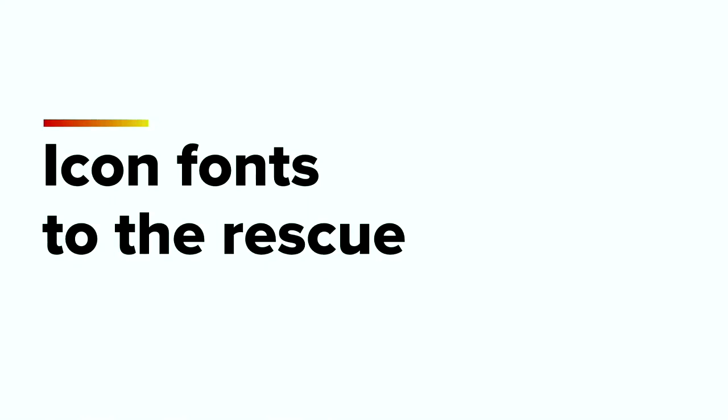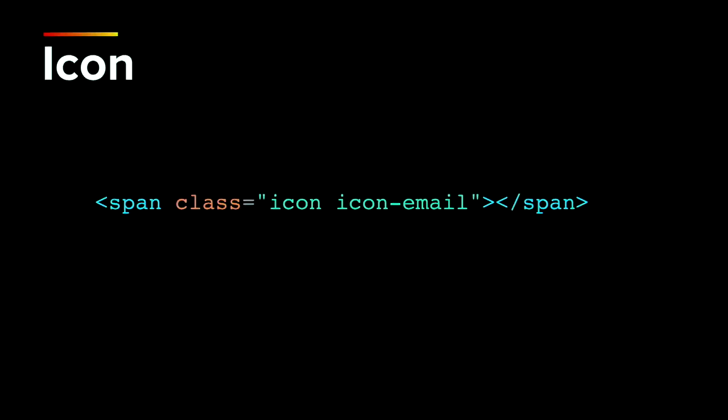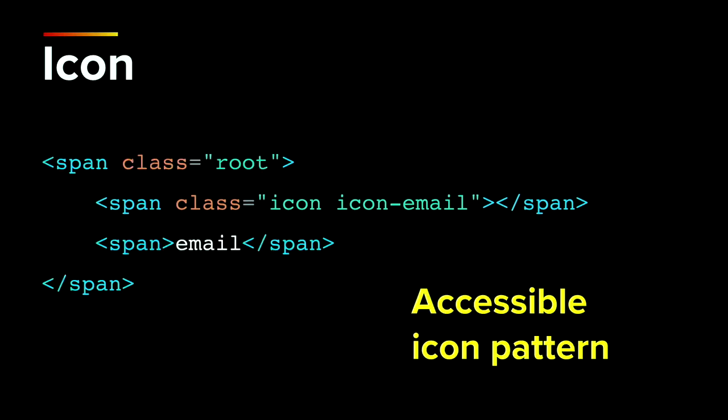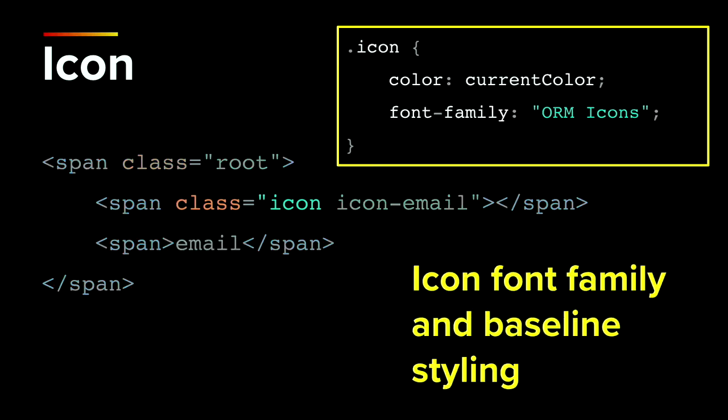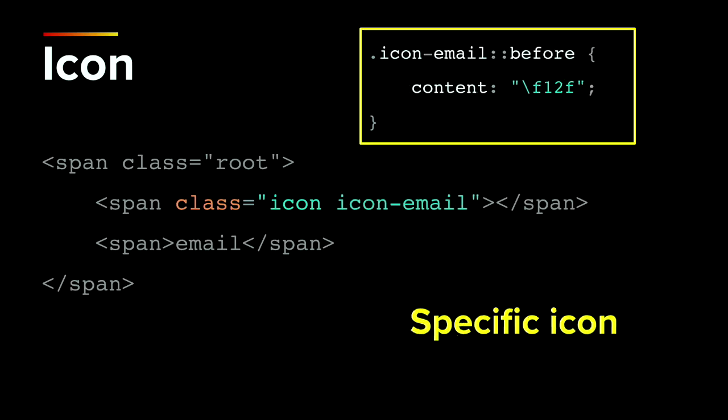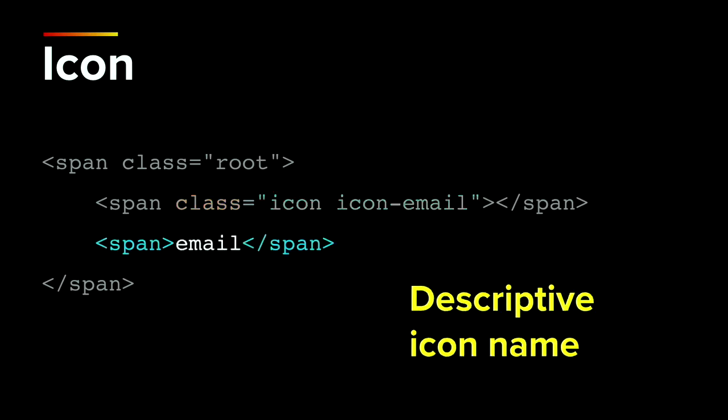So I'm going to go over an example of how to make an accessible icon component using semantic HTML and the icon font technique. So this is what you typically see as an icon font element in the wild, but it's not accessible. This is an accessible icon pattern in HTML. Let's break it down. First, you start off with a span element and use a CSS class to attach our icon font family and some baseline styling. You also attach the icon you want to represent to that span. Then in a sibling span, you pass in a descriptive icon name to give some more context of what this icon is about.